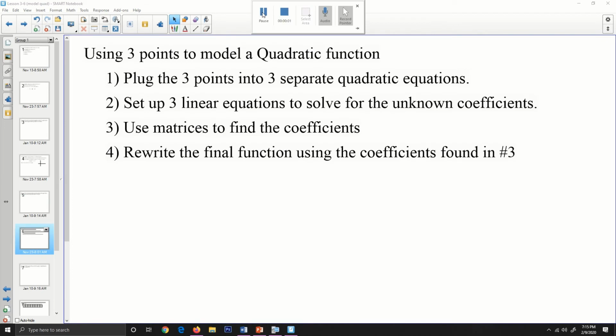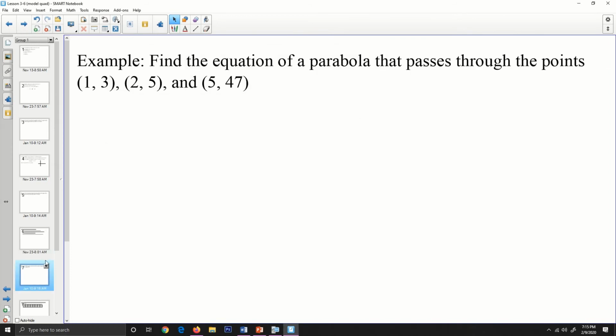Okay, so if we're given 3 points to model a quadratic function, I'm going to use matrices here. We're going to plug the 3 points into 3 separate quadratic equations. We're going to set up 3 linear equations to solve for the unknown coefficients. We're going to use matrices to find those coefficients, and then we're going to rewrite the final function using the coefficients that we find in step 3. So what does that look like?